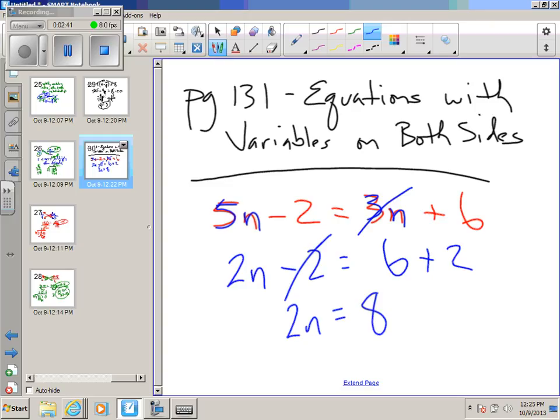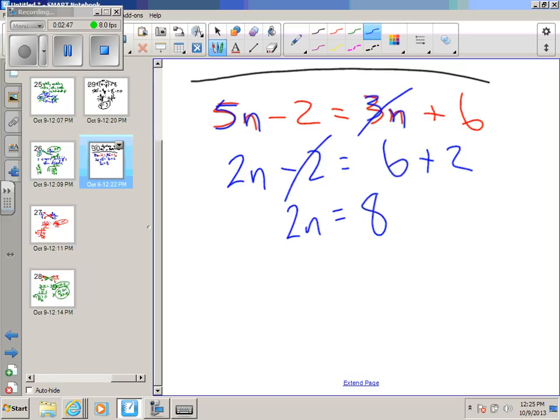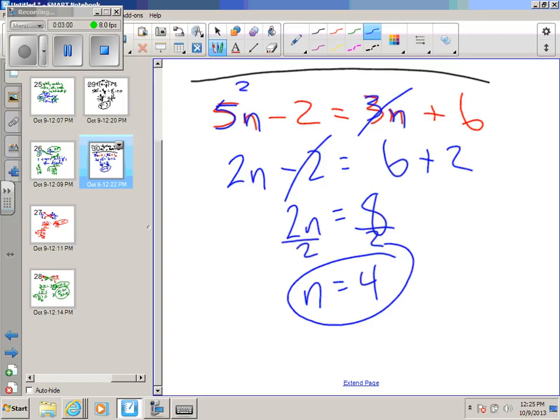So you add 2 to both sides. I added it there, got rid of it. Added it there, I got 8. Divide both sides by 2, and n is equal to 4. How do you check it? Plug it in. So 5 times 4 is 20.